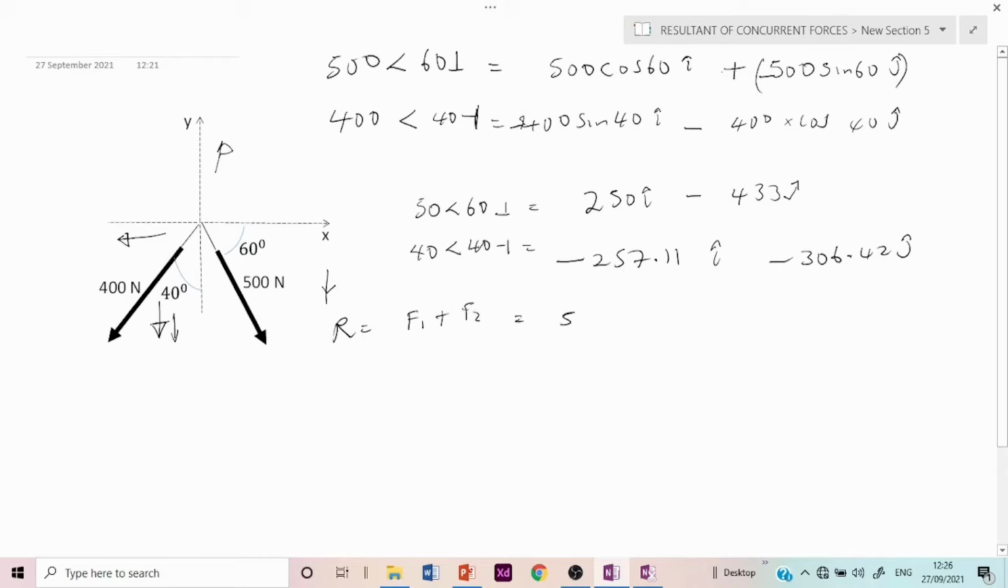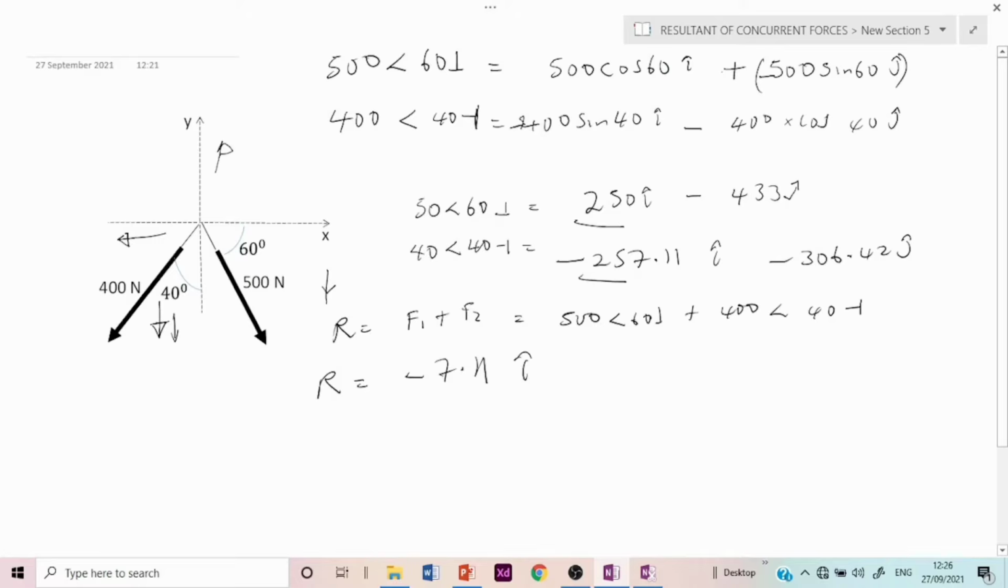That is equal to 500 angle 60 perpendicular plus 400 angle 40 perpendicular. So we're going to quickly add the components of each force. That's the i component of this 500 Newton force and the i component of the 400 Newton force, to get our resultant component in the x-axis, and that will give us 250 minus 257.11, which is minus 7.11i.